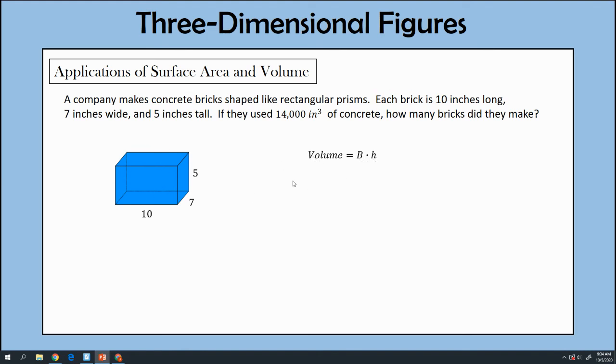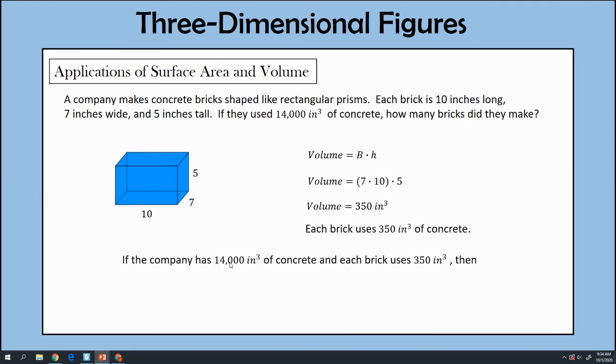Well, it's area of the base times the height. Base shape is a rectangle that's 7 by 10. The height is 5. So, quick math there. The volume of this is 350 inches cubed. So each brick is going to use up 350 cubic inches of this concrete. So if we have 14,000 cubic inches of concrete and each brick uses 350, then 14,000 divided by 350 is 40. So the company is going to make 40 bricks if they use this much concrete and make it by this dimension.